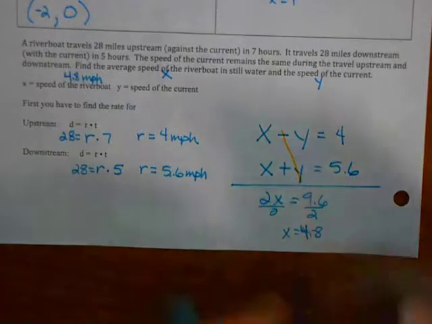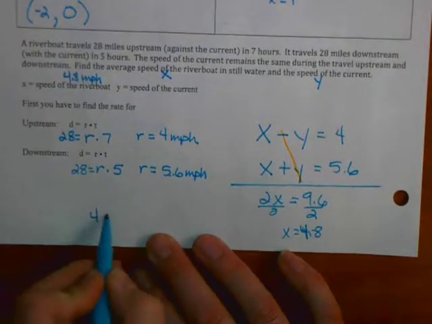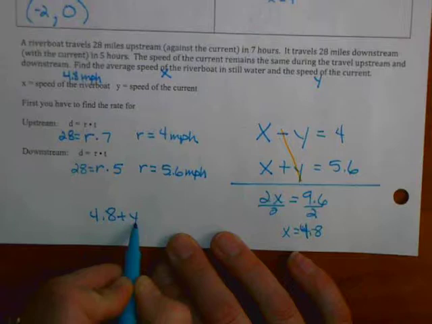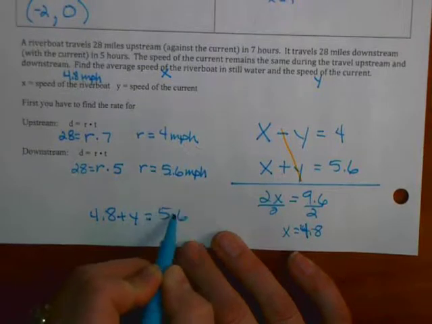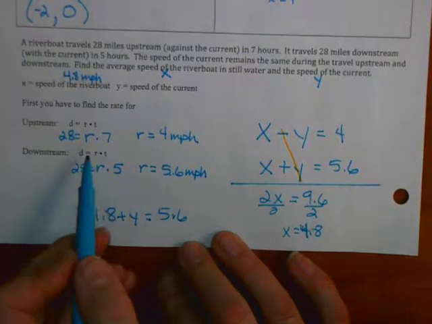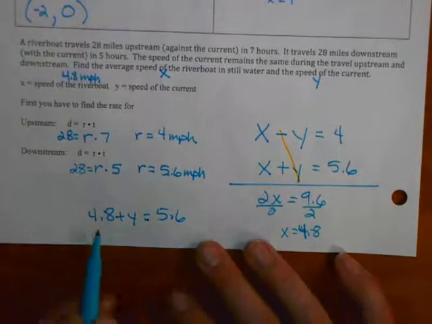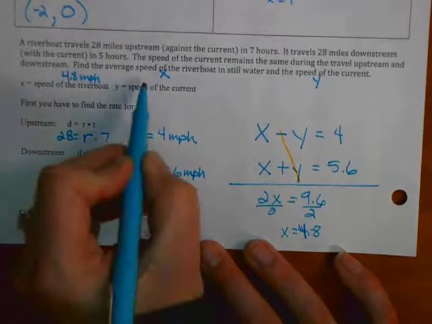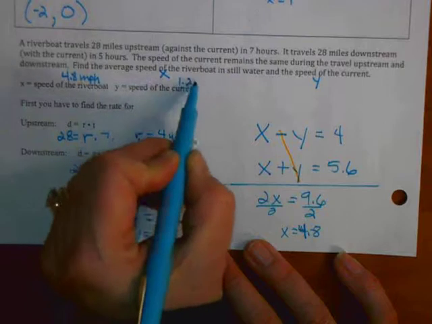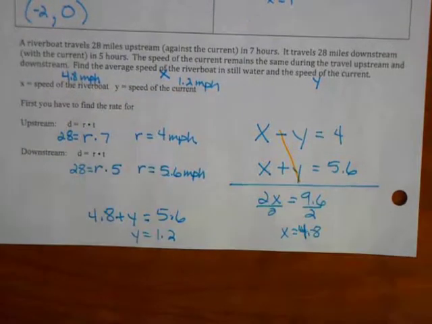Now I can pick either one of these. I'll just pick the second one here. Subtract 4.8 and y is equal to 1.2. So the current is 1.2 miles per hour. Isn't that cool? That's like really big boy math right there.